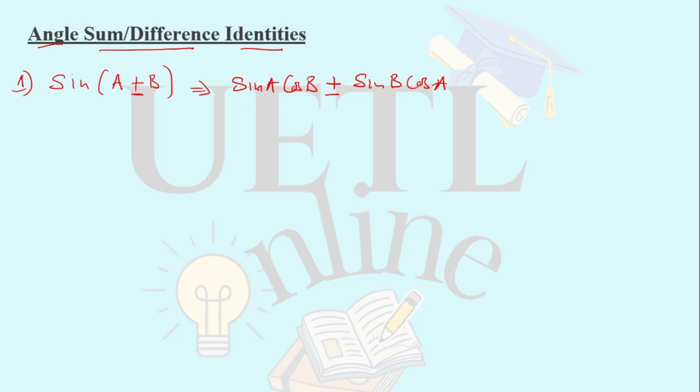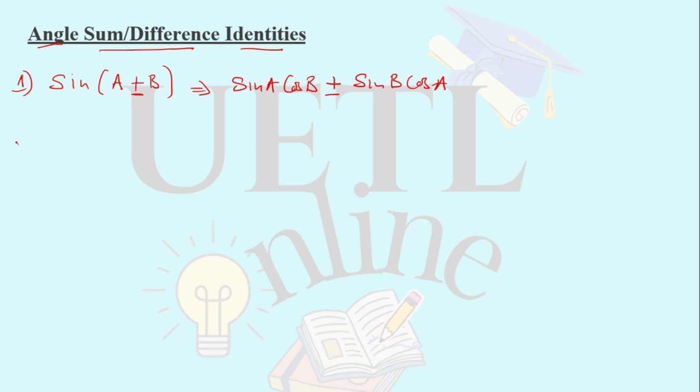Okay, it's just changed from this identity to this one. It becomes sine A cos B plus or minus sine B cos A. If you get an angle like this, to simplify it, we have to substitute like this. Okay, so let's go to the next one, which is cos.